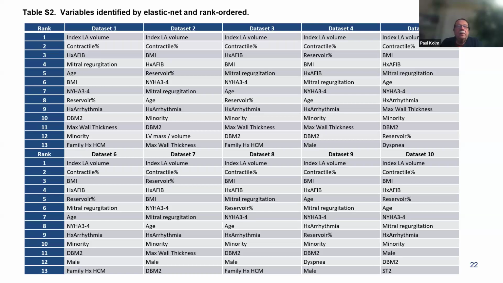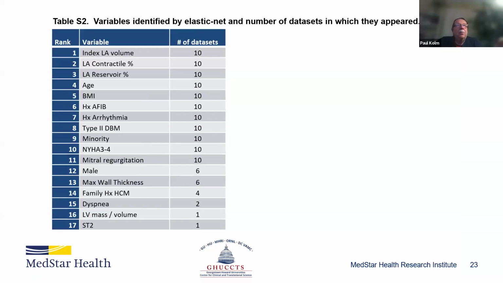And so this is a table of the number of data sets in which each variable appeared. And so you can see that we have 11 variables here that appeared in all 10 imputed data sets. So our analysis then started out based on these 11 variables, and then we eliminated some by use of the log likelihood test.